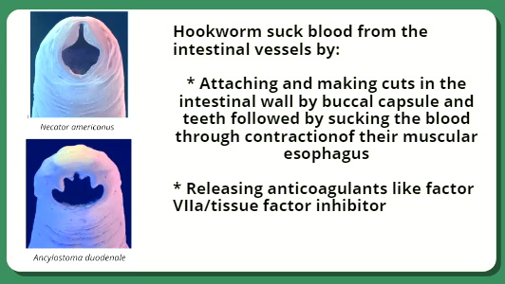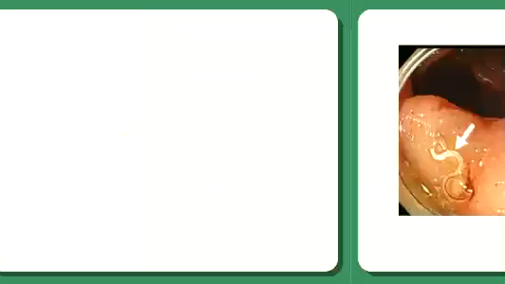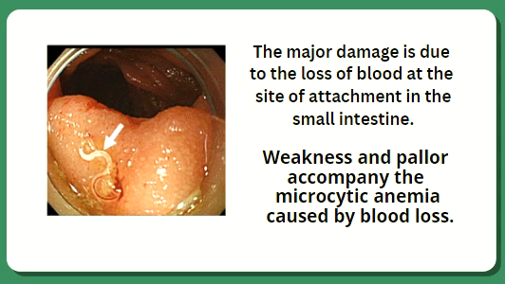Once the larvae reach the duodenum, and after molting twice, they become L5 immature worms that can use their teeth or cutting plates to get fixed into the host intestinal mucosa. The major feature of hookworm infection is iron deficiency anemia secondary to blood loss.